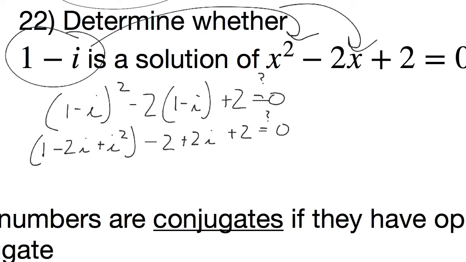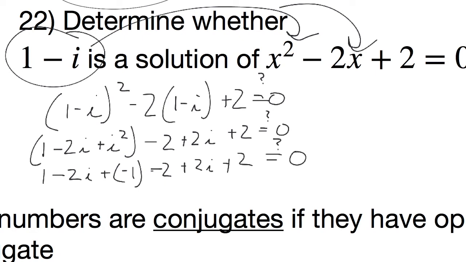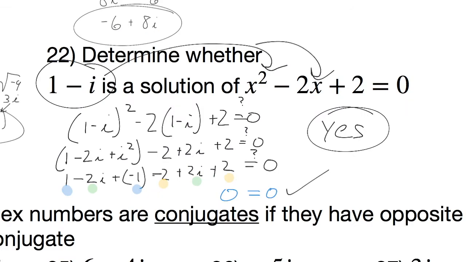And we're wondering if that's all equal to 0. Well, this becomes 1 minus 2i, and then plus i squared, which is negative 1, minus 2, plus 2i, plus 2. Is that equal to 0? Well, I do see some like terms that are going to cancel out. So, yes, 0 is in fact equal to 0. Yes. It's a yes or no question, so therefore the answer is yes.